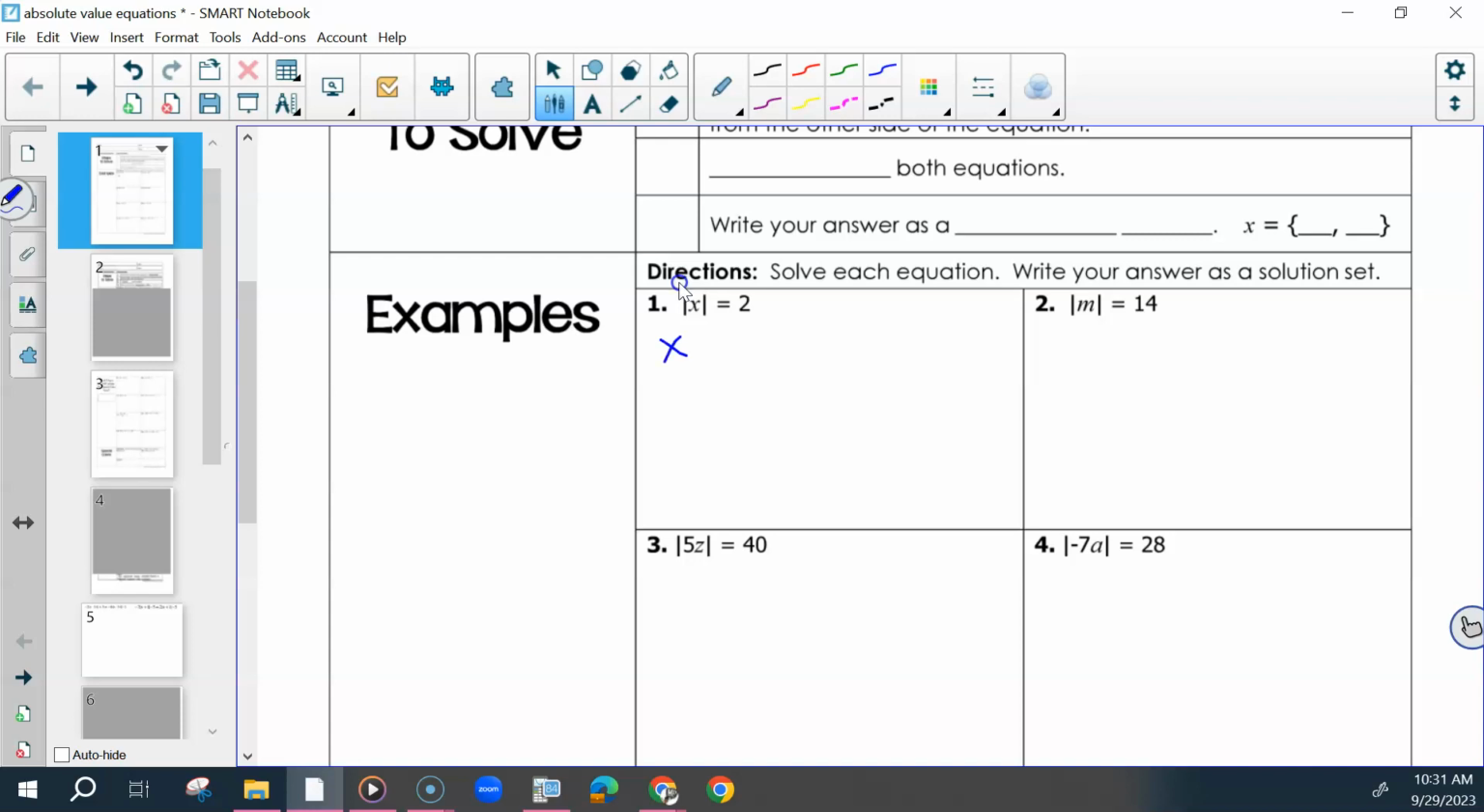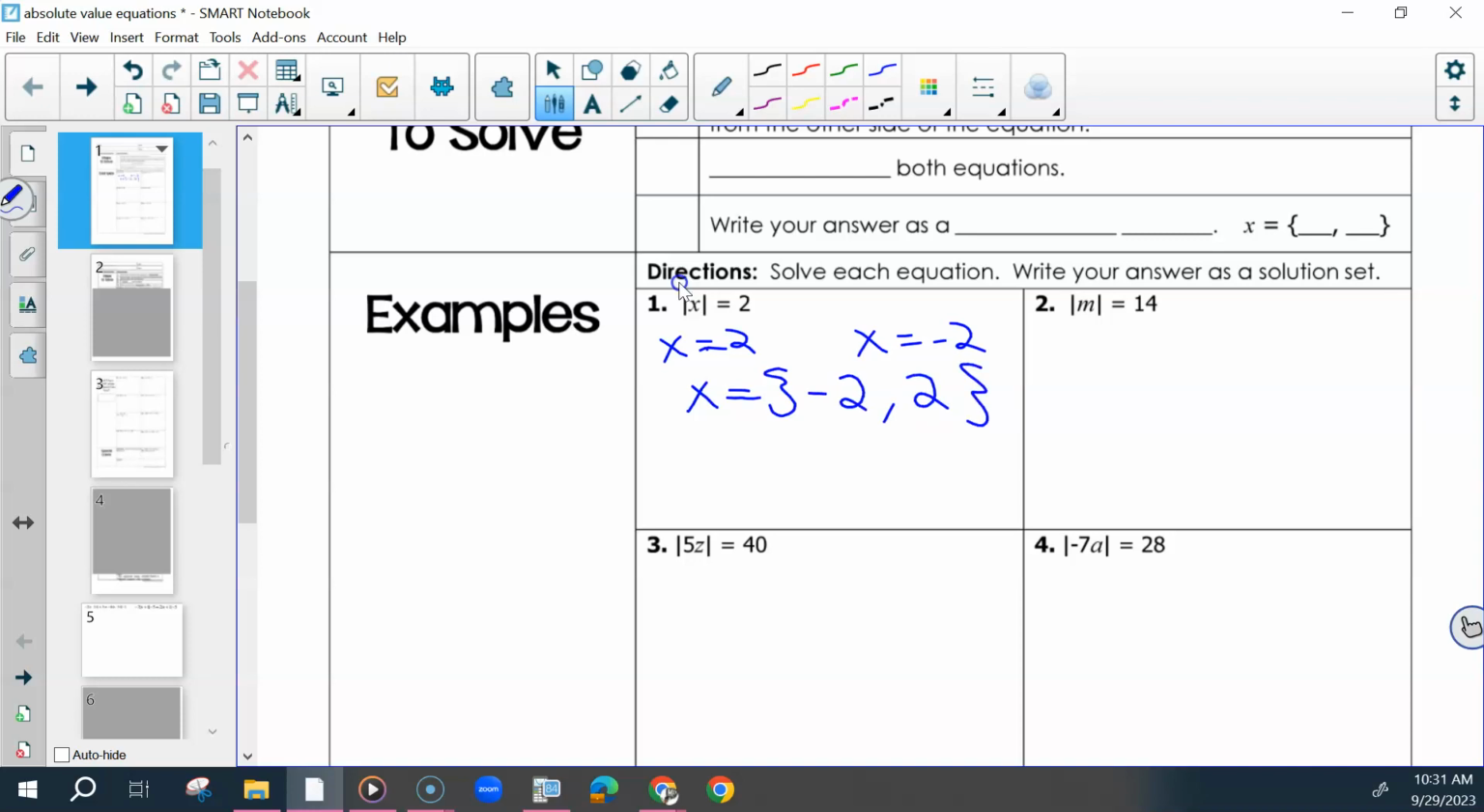And we're going to set this equal to a positive 2, and we're going to set it equal to a negative 2. Remember that absolute value measures distance, so it can equal a positive and a negative. If these were equations, we would solve them, but they're not. So we basically have our answers, and then we can write them as a solution set. Least to greatest, negative 2, 2.